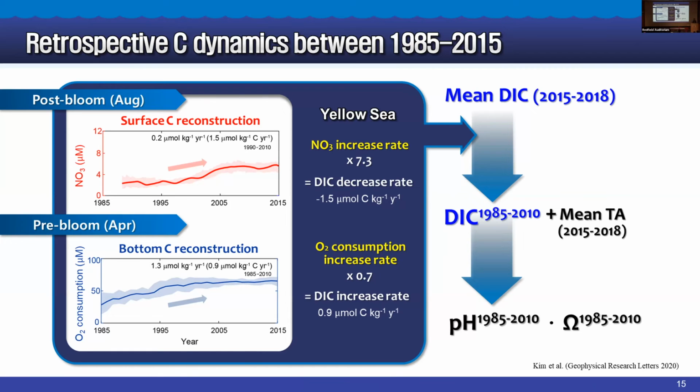To estimate the pre-bloom surface DIC concentration, we use bottom water oxygen concentration changes. The rationale is as follows. In summertime, in a very stabilized Yellow Sea, bottom waters continue to accumulate DIC because of the increasing oxygen consumption, which means you can translate this value into DIC concentration changes in the bottom waters.